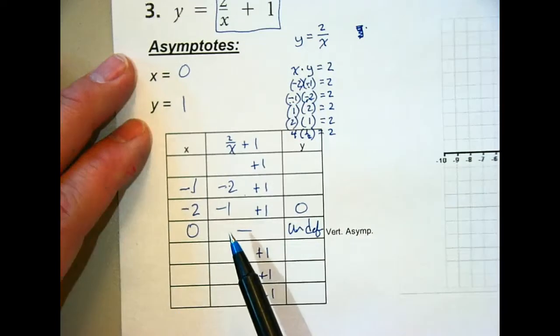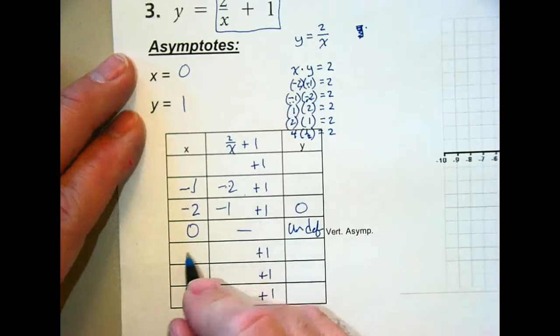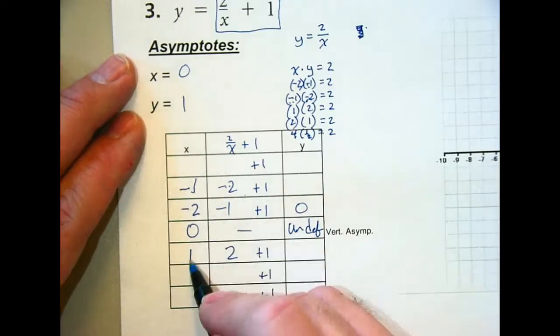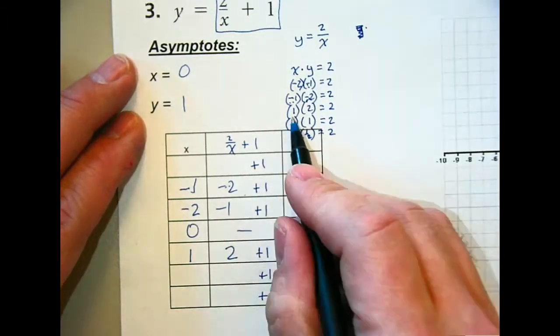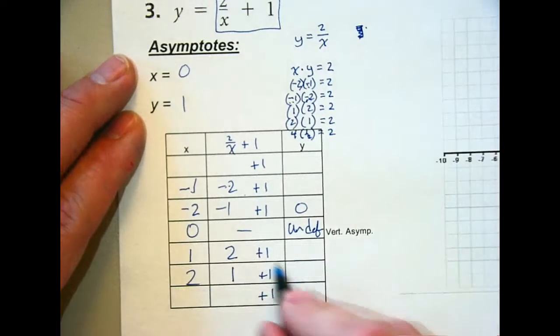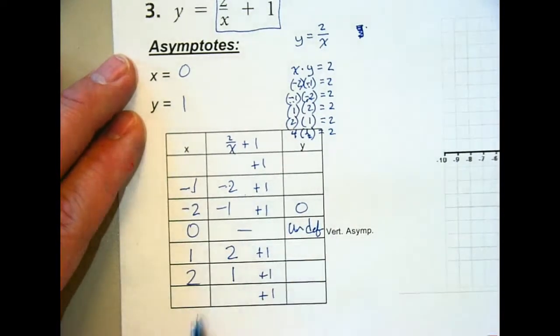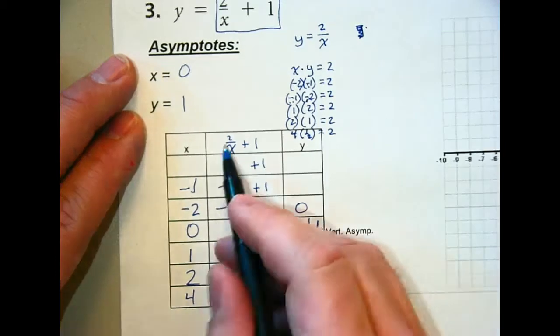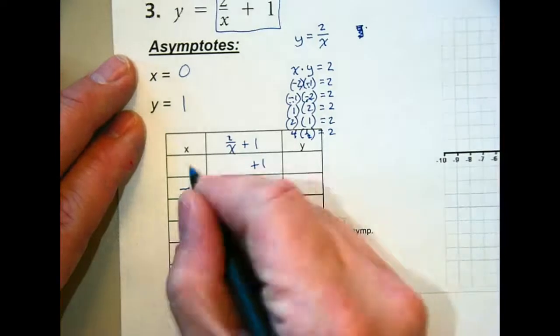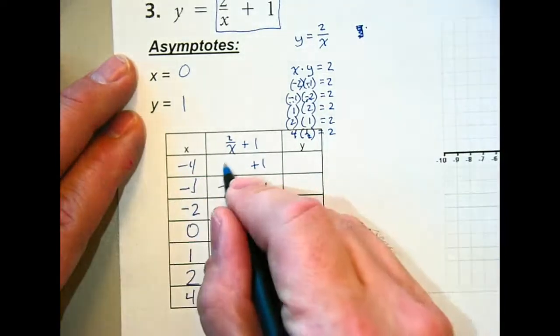You guys with me? Okay, so if I have 1 here, what am I going to have here? 2, because 2 divided by 1 is 2, and we did it there. If I have 2 here, what do I get here? 1. Okay, and we keep doing this, and we could put 4 here, and we get what here? 1/2. Right? Because 2 divided by 4 is 1/2. Okay, and then we could put -4 here. What would we get here?